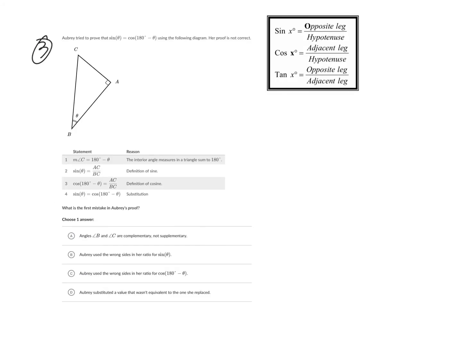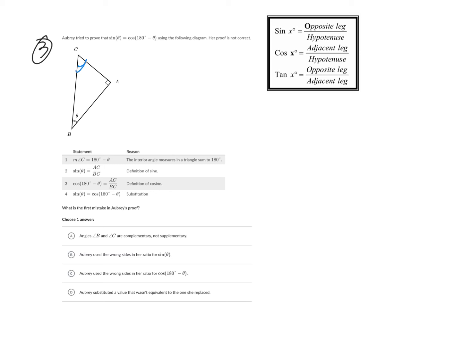All right, question number 3 says, Aubrey tried to prove that sine of theta, theta just means an angle we don't know, is equal to cosine 180 degrees minus theta using the following diagram. Her proof is not correct. We want to figure out where she went wrong. Well, step 1 says measure of angle C, so this angle, equals 180 degrees minus theta. And right there is where there's an issue.